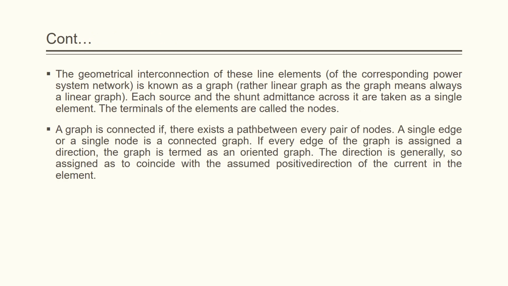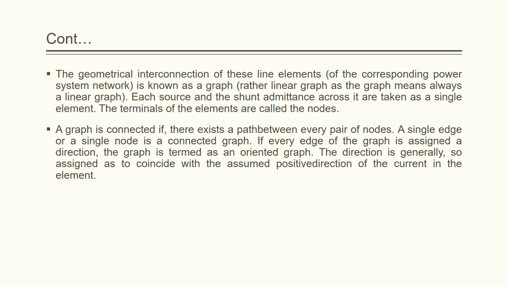So the geometrical interconnection of these line elements is known as graph. A graph is a representation of a network obtained by replacing every element of the network by a line segment and every junction by a point, called nodes. The terminals of elements are called nodes. A graph is connected if there exists a path between every pair of nodes. A single node is a connected graph.